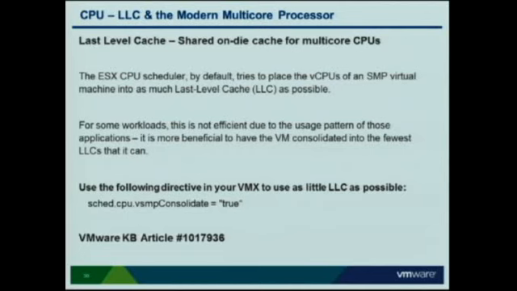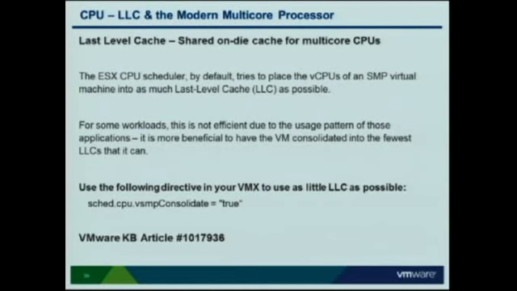The idea here is that this is a shared on-die cache for multi-core CPUs. Each core inside of a CPU package has its own L1 and L2 cache, and that is dedicated to that particular core. But with a modern multi-core processor, one of the other things that we're starting to see is that they're building what's called the last level cache around all of these cores. So it's a shared cache for all of the CPUs.